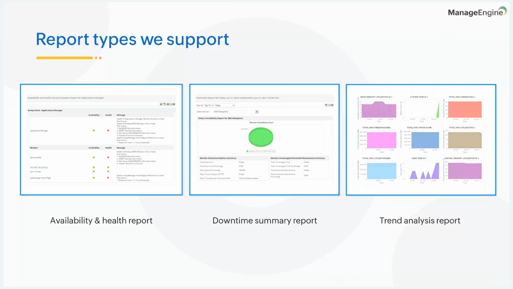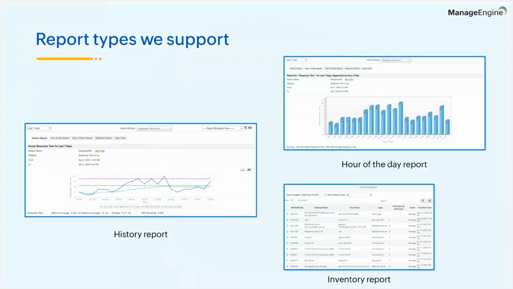In terms of reports, here we have selected response time in milliseconds, and the last 7 days report. This is going to give you an hourly report as a history, where you can keep track of the minimum and the maximum. You can also get the hour of the day report by selecting the specific tab. The inventory report is going to give you a full list of all applications and resources added for monitoring in Applications Manager.